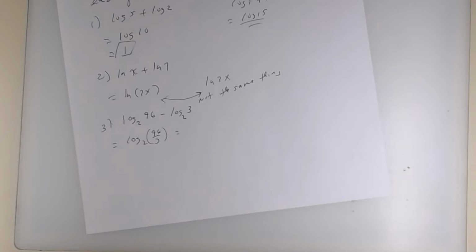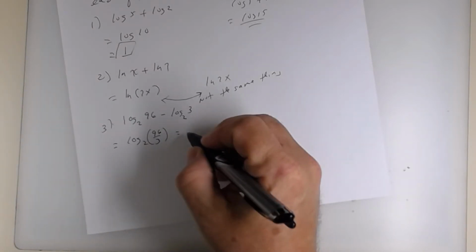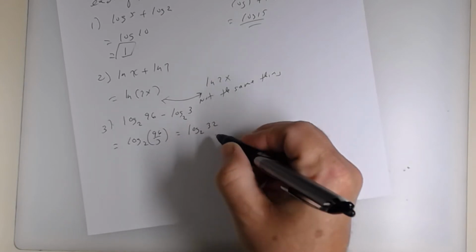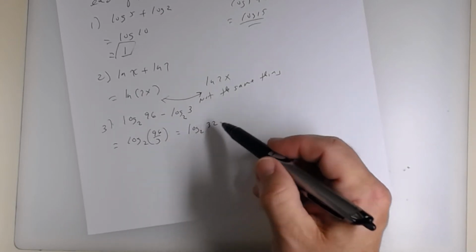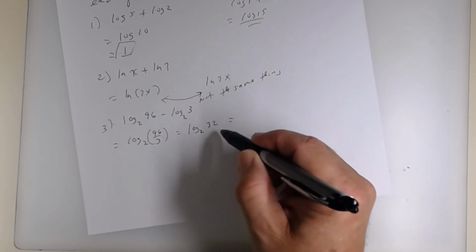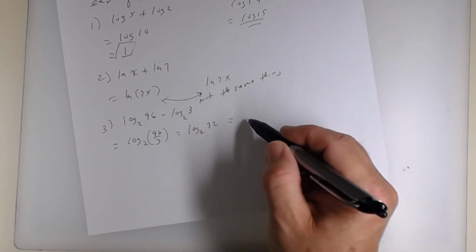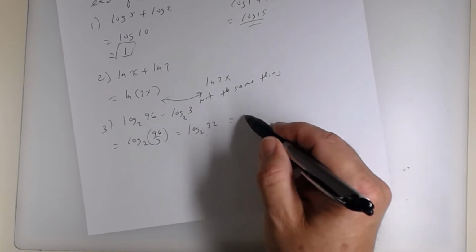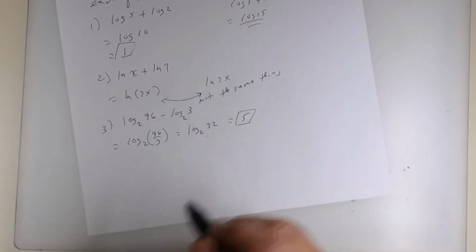96 divided by 3 is what? 32. Do you remember what the log of 32 base 2 is? 2 to what power is 32? 4? 6? 4 is not; 2 to the 4th power is 16. 5.